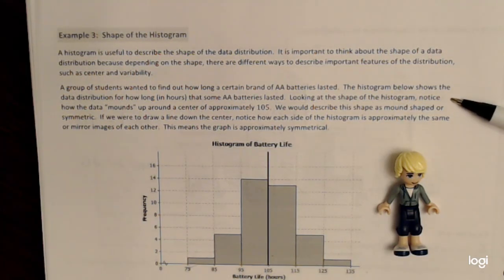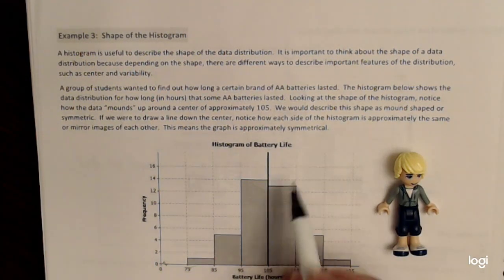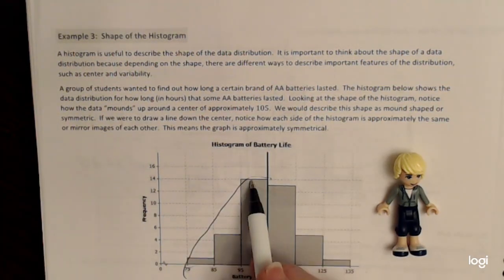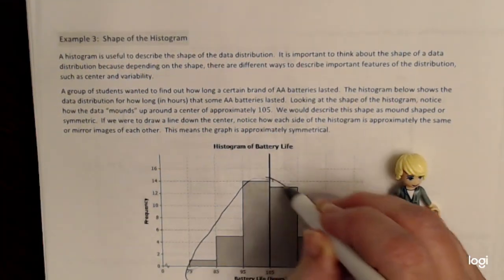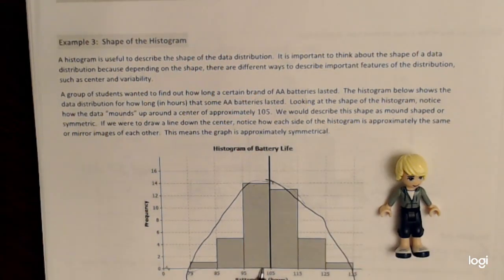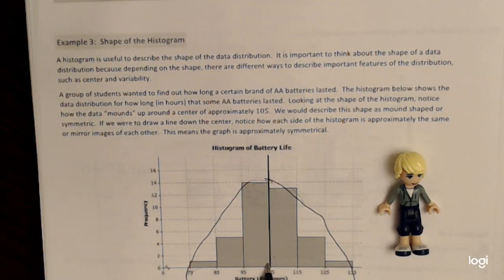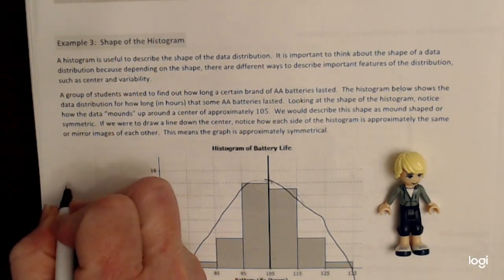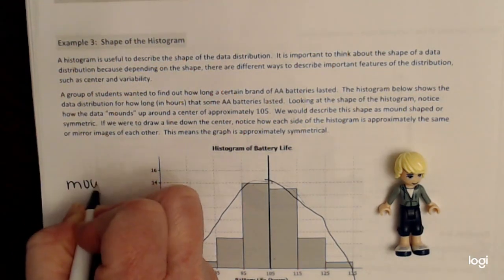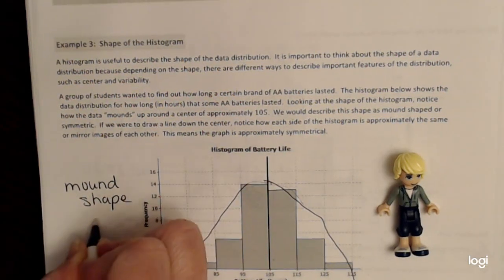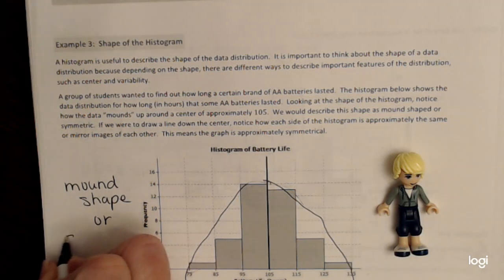Looking at the shape of the histogram, notice how the data mounds up around the center. So they put a line here for our center and how it mounds up here. It looks like a mountain. We would describe the shape as mound-shaped or symmetric. So we're going to write here mound shape or symmetric.